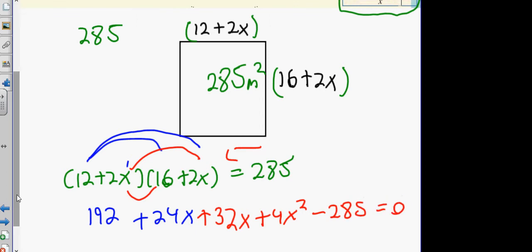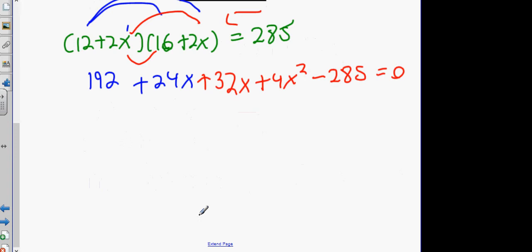Now, what we're going to do next is try and make a quadratic equation out of this. So what we're going to get is 4x squared, 24x plus 32x gives us 56x, and finally, 192 minus 285.